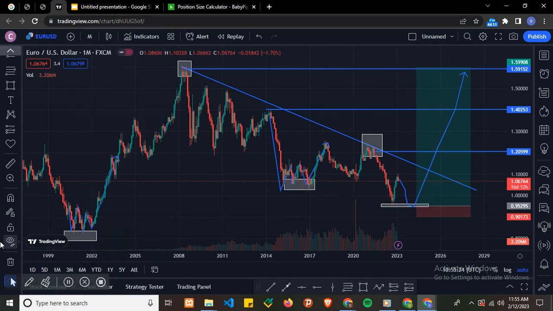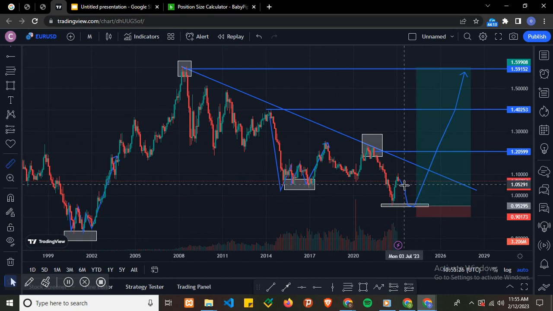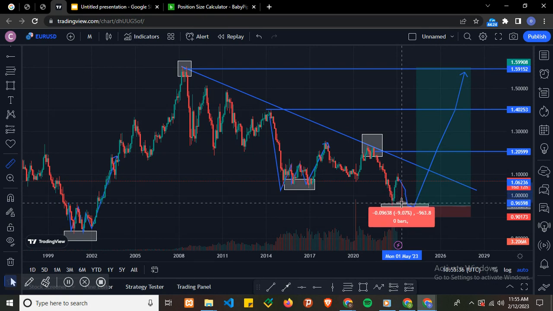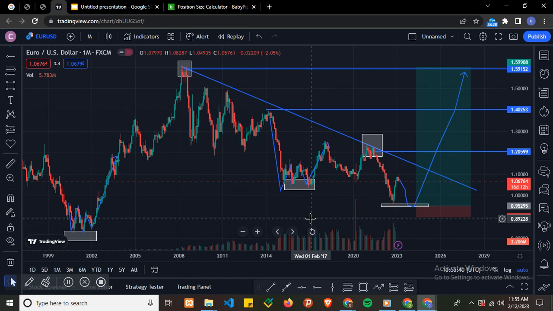But let me check the pips to confirm first. If the pips are enough for a swing trader, because a swing trader normally targets like 200, 300, 400 pips to 1,000 pips. I think yeah, it's enough. This is close to 1,000 pips. So this is good. You can go for sell. This EURUSD, remember this EURUSD. You can go for sell.